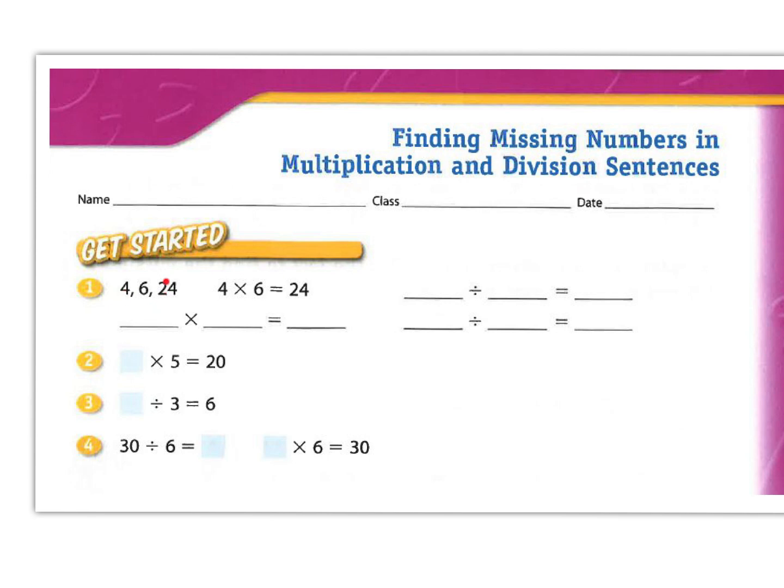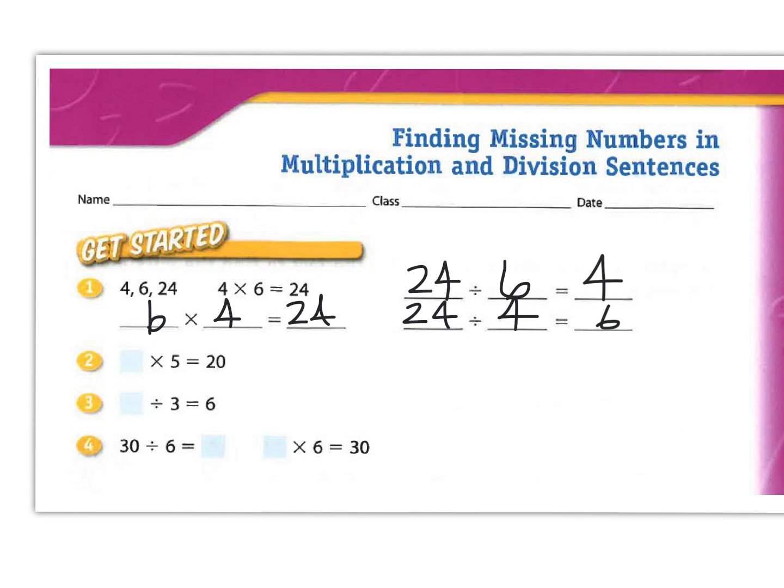So here they give us the three numbers for the multiplication and division fact family, 4, 6, 24. Well, we know 4 times 6 is 24. So then we can also say 6 times 4 equals 24. And then we can write the division facts. 24 divided by 4 is 6. 24 divided by 6 is 4. And then 24 divided by 4 is 6.